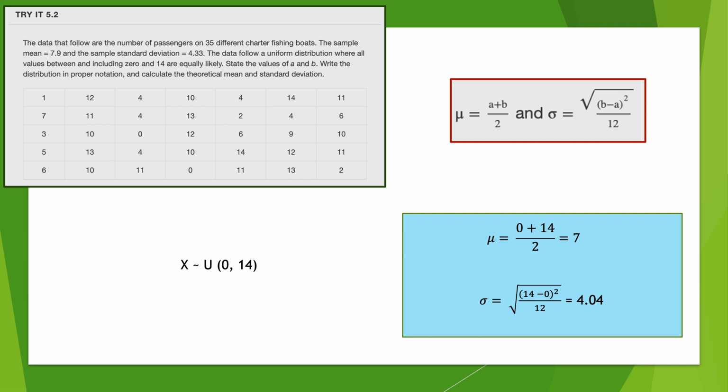Okay? So calculating mu, or the mean, and then also calculating the standard deviation, is very, very simple. All you got to do is find the lowest value, the highest value, add them up, divide by 2. And in the case of the standard deviation formula, subtract them, square them, divide by 12, everything under a radical. So that's really easy to do.